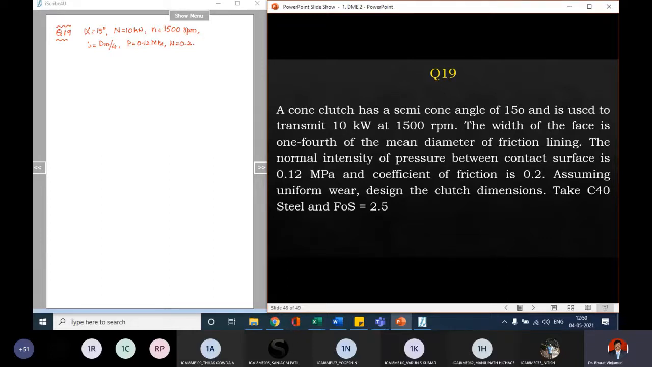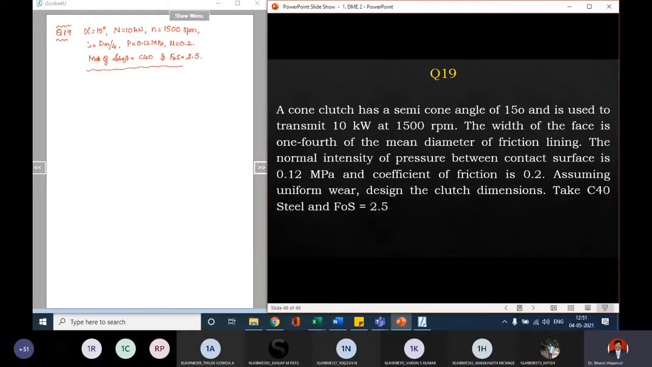So C40 steel material is given. Material of what? Material of shaft, C40. We had a habit of taking 3 as a factor of safety, but he has asked us to take 2.5 as a factor of safety. That is the only difference. So hope you can solve this problem.